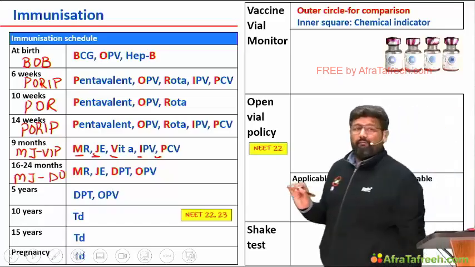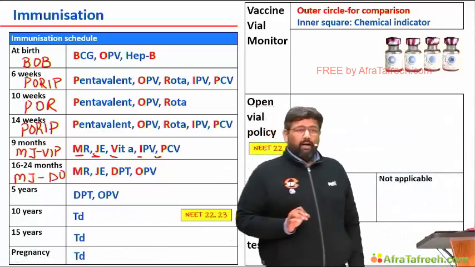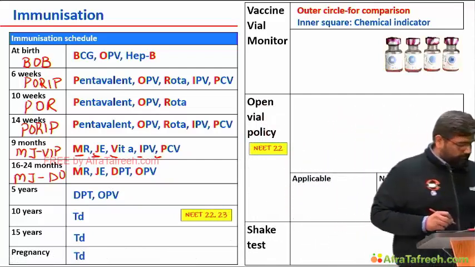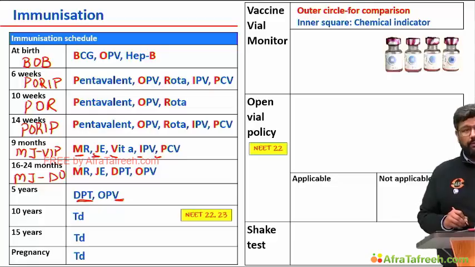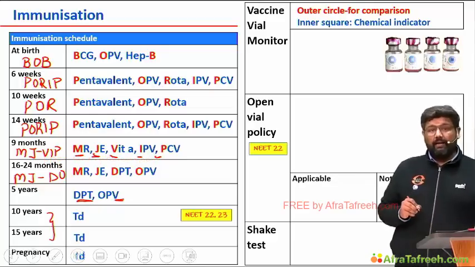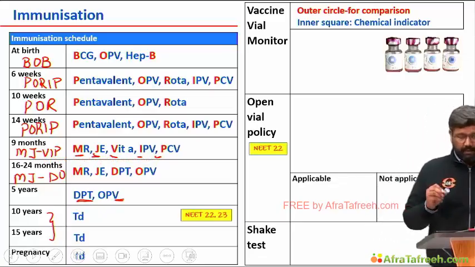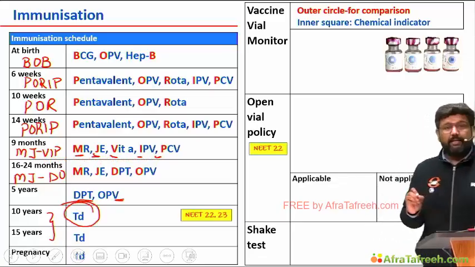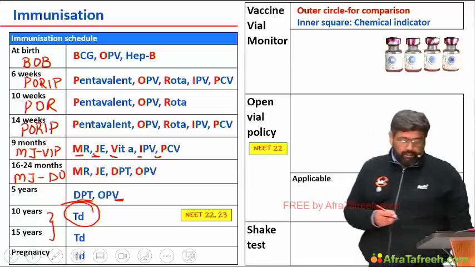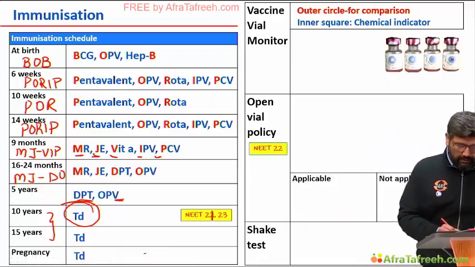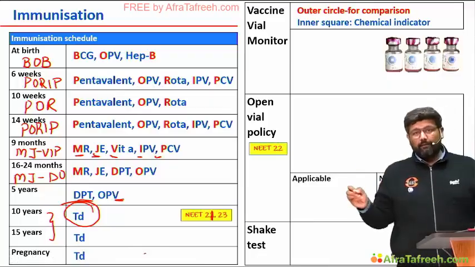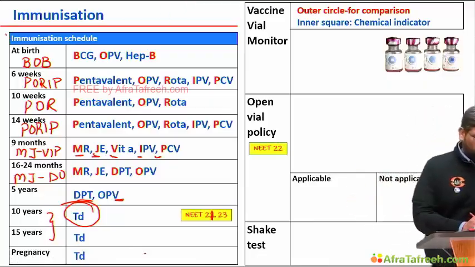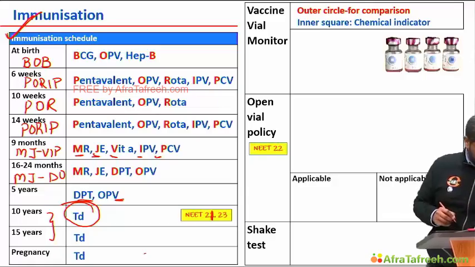Let us do some work. So MR, JE, DPT, OPV. At 5 years, DPT booster, OPV booster. At 10 years and 15 years, TD. So two times in NEET PG 21 and 23, this question was asked, and the question was about a 5th class boy. So this is important. This was asked many times.